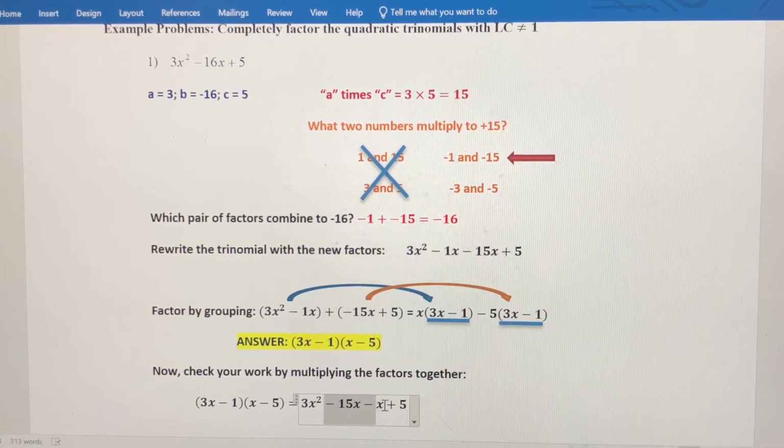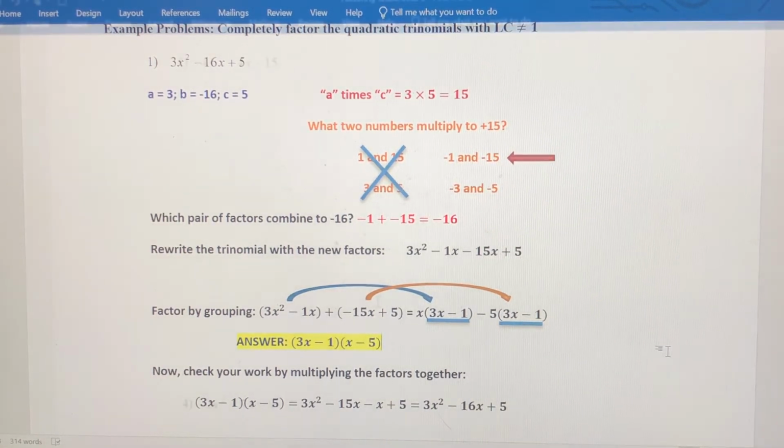Usually, we're going to be able to combine these terms in the middle. I can do that here, and when I do, I get 3x squared minus 16x plus 5. Well, that's what I started with, so that tells me my answer here is correct, okay? All right, go ahead and try problem 3 now. Pause the video, and then come back and check your work.